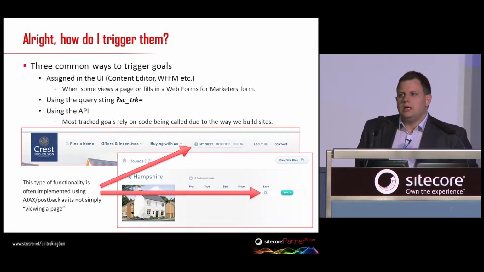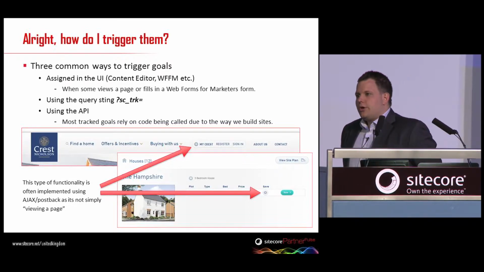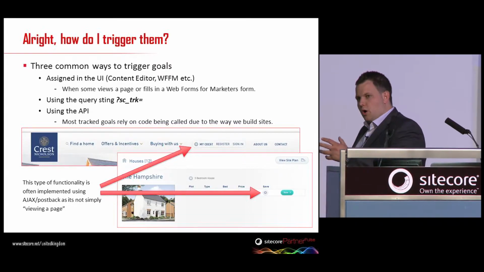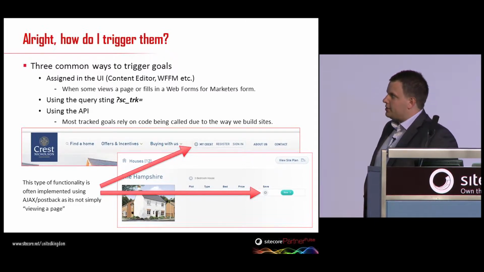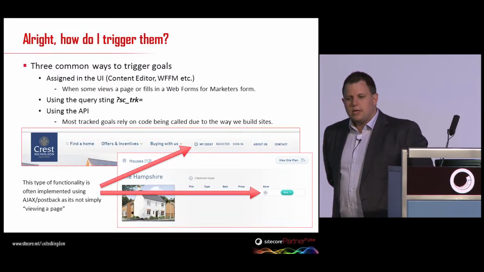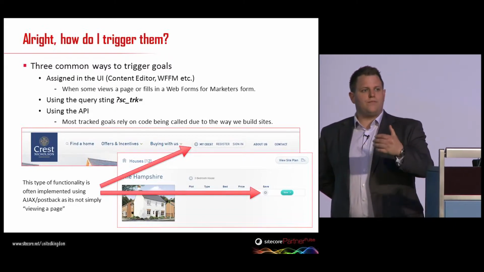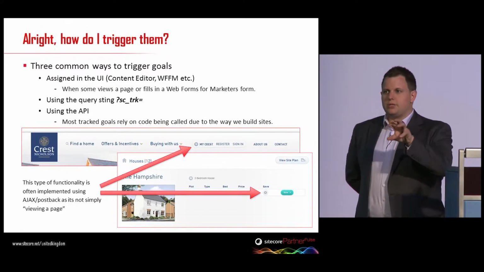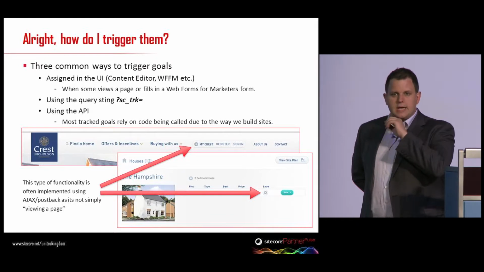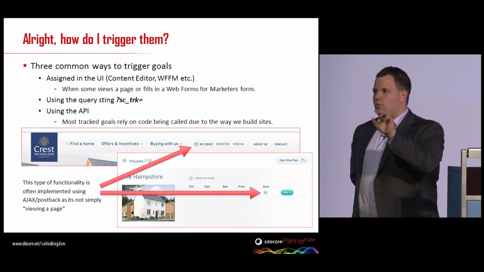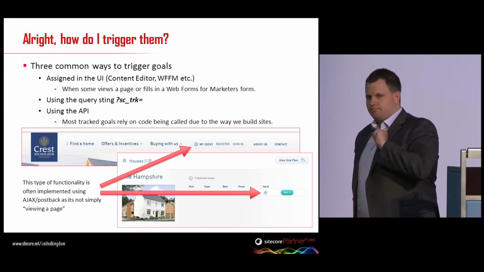So, the easy way to assign a goal is using the Sitecore UI. There are only a couple of ways that you can assign goals in the UI, and that's if you're using Web Forms for Marketers. So when a customer completes a form, you can then trigger that particular goal as the form is completed. And there's a wizard. You go create form, you select the goal, done.